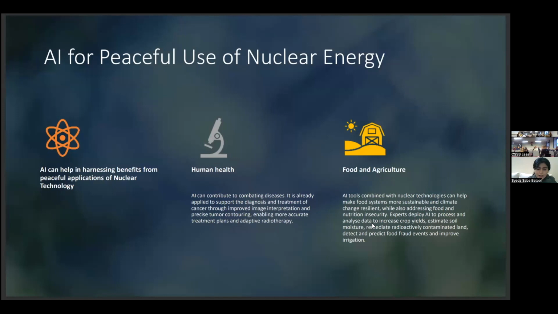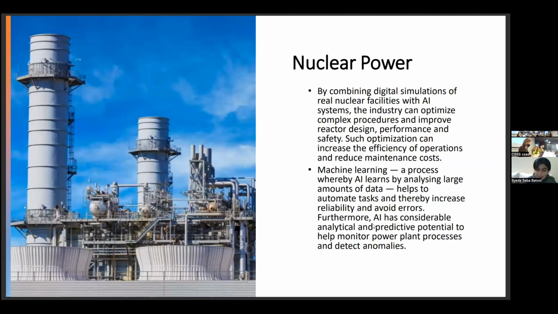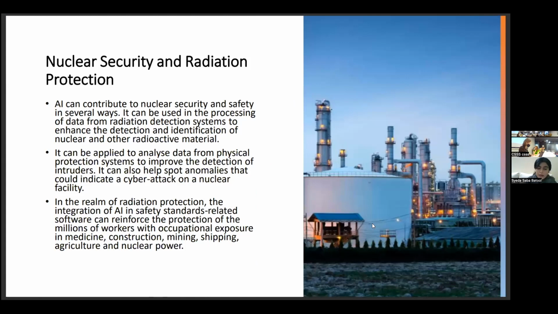Nuclear science and experimentation. Combining digital simulation with AI optimizes nuclear power operations, improving reactor designs, performance, and safety. Machine learning automates tasks, enhancing reliability and error prevention. AI contributes to nuclear security and radiation protection by enhancing detection systems, analyzing data, and reinforcing safety standards.